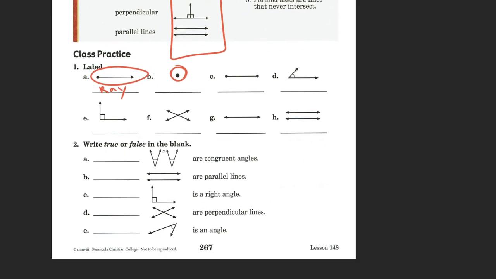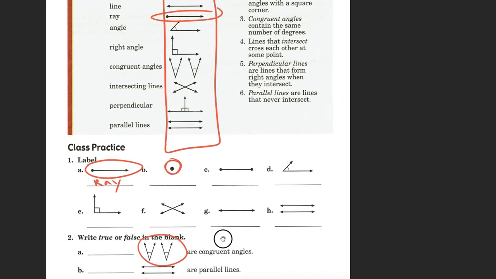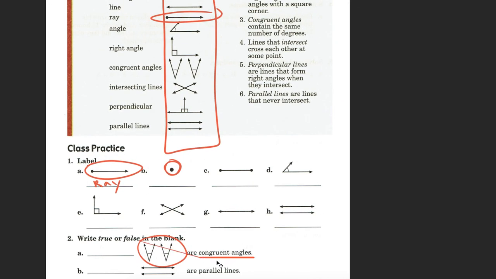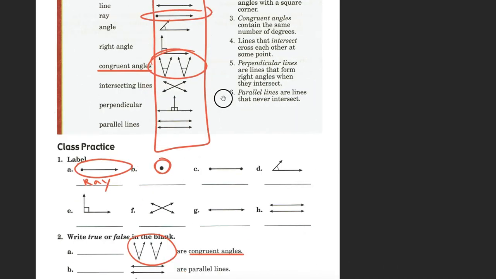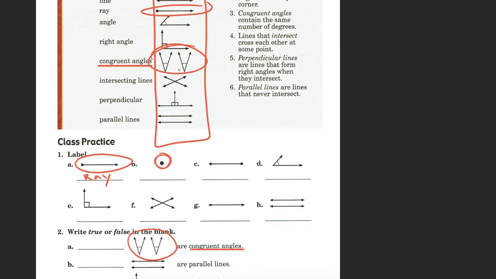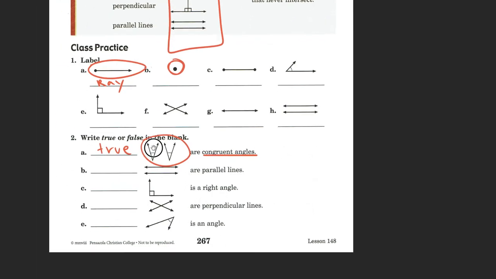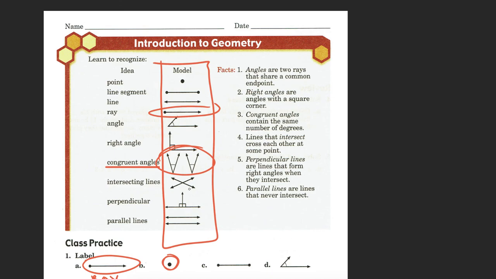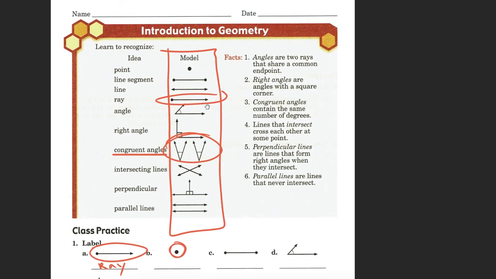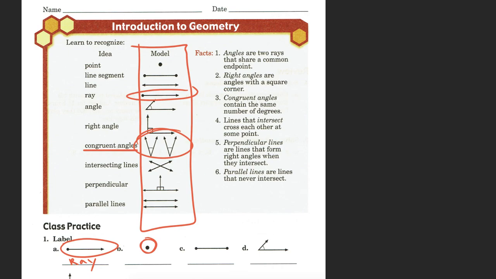Okay, number 2, write true or false in the blank. Are these congruent angles? If you don't know what a congruent angle is, just go back up here and look for congruent angles. Okay, these are congruent angles, and they look like this. So does that look like that? Yep, looks like it. So just write true. Very simple. Okay, that's pretty much it. You're pretty much matching pictures and words to what you see up here. All right, so it's not too difficult. Even if you don't understand everything I just taught, just look at this for page 1.